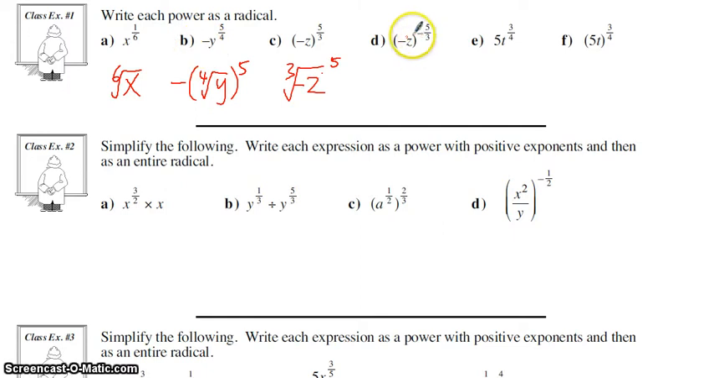Here, for D, you have a negative exponent. So first you flip it. Don't forget the bracket. And then you just rewrite everything. The question asks you to write as a radical, so you can just write it like that.